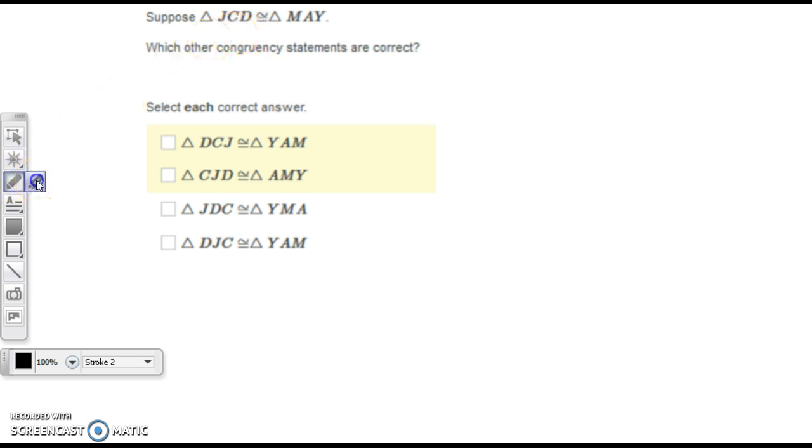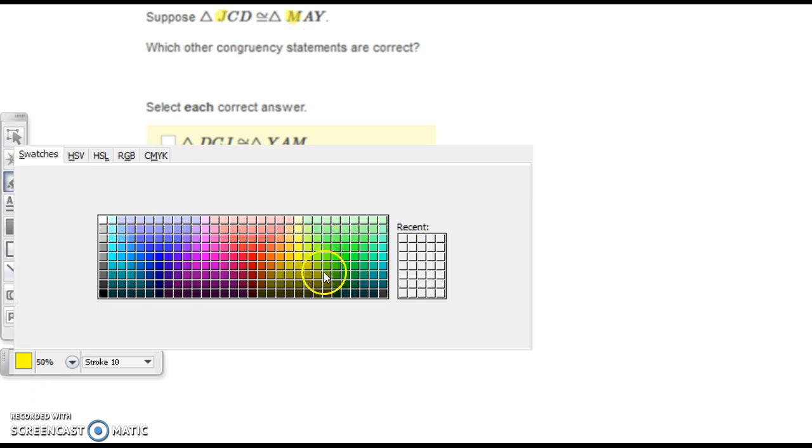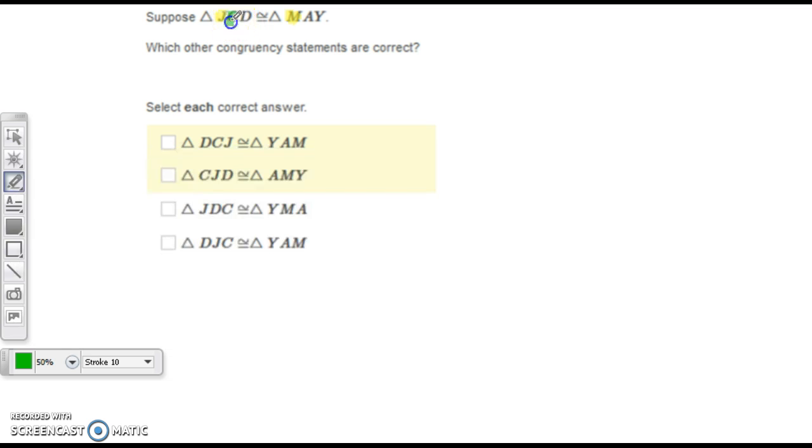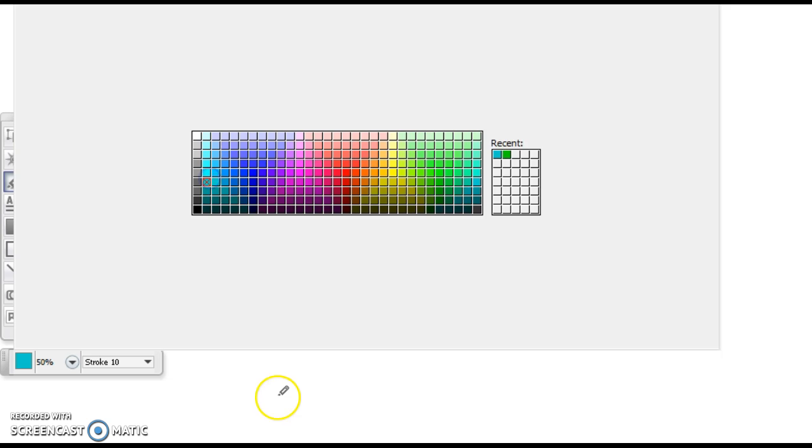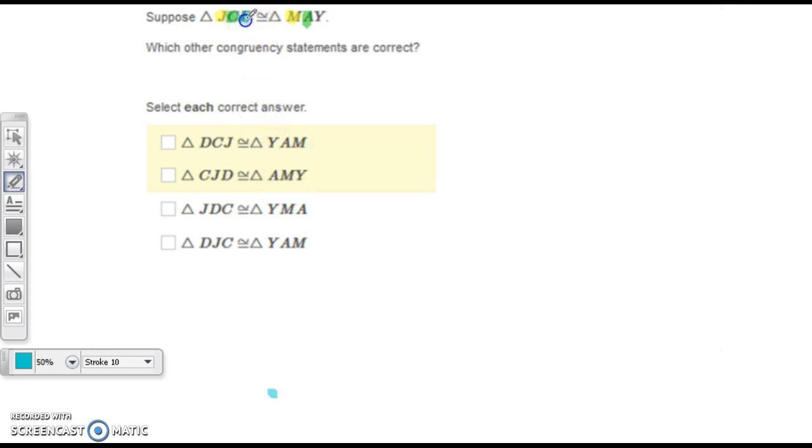Alright, so here's the deal. The first letter J corresponds to the first letter M. So those two are equal, or they're congruent. And then we have C corresponds to A. And then we have that D corresponds to Y. So as long as the letters that are supposed to go together do, it's going to work.